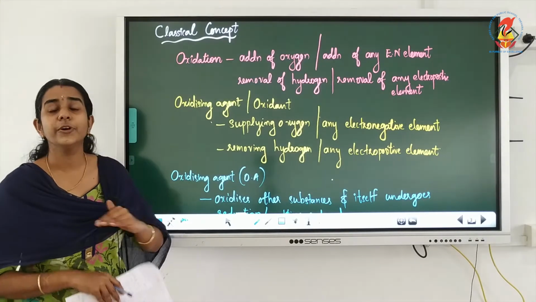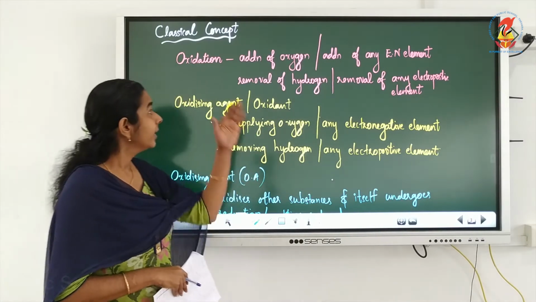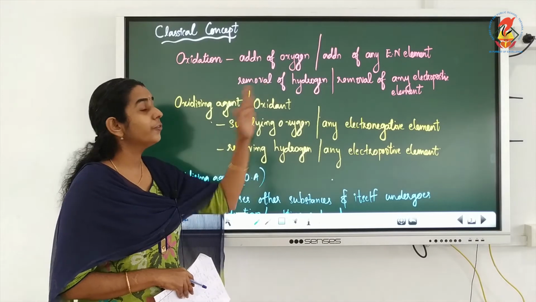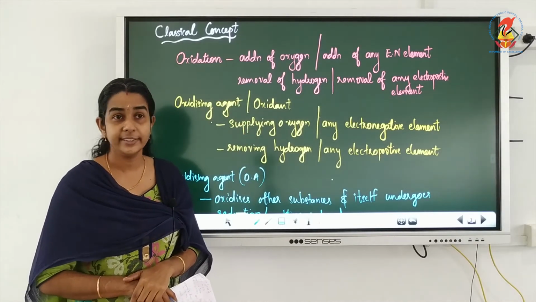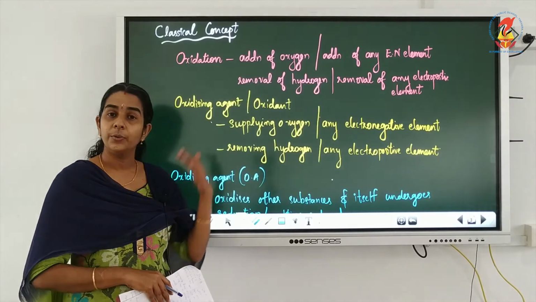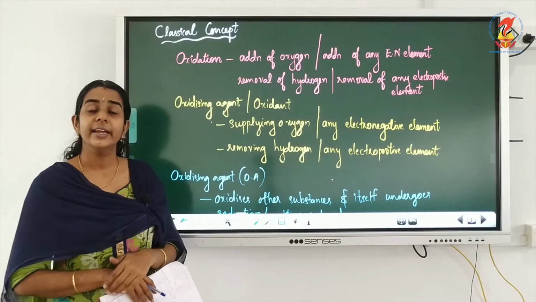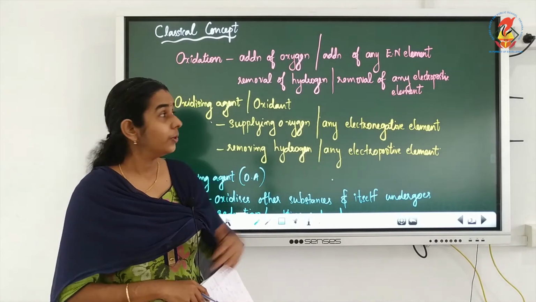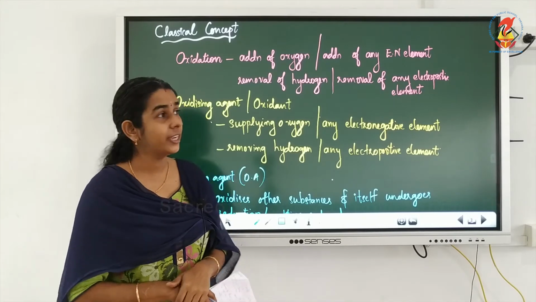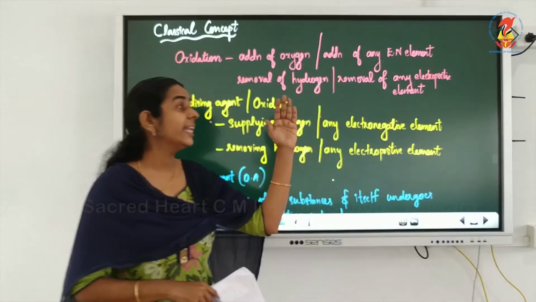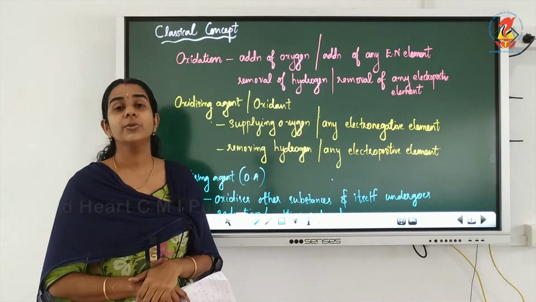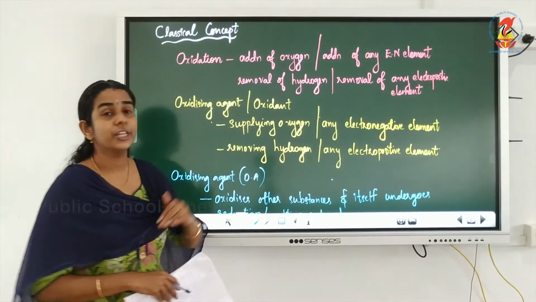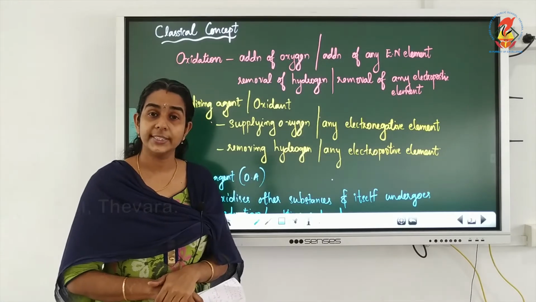Or in terms of hydrogen, how we can define oxidation? The process which involves removal of hydrogen can also be considered as oxidation. Now, as we said earlier, it is not necessary that in all the chemical reactions there must be hydrogen. So, what is another definition for oxidation? If there is removal of any electropositive element, that can also be considered as oxidation. So, these are the two definitions of oxidation according to classical concept.